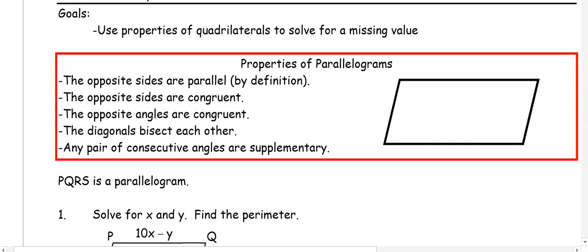This video is about using properties of quadrilaterals to solve for a missing variable. So our first shape is going to be parallelograms. So the properties of parallelograms. From our definition yesterday, we know that the opposite sides are parallel.